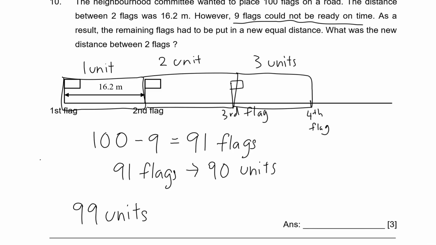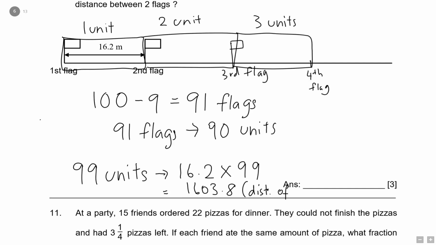They were supposed to place 100 flags, which means there's supposed to be a total of 99 units across the road. So we know that 1 unit is 16.2 meters apart. So 99 units would be 16.2 times 99, which gives us 1603.8. This is the distance of the whole road, which I'm going to write down.